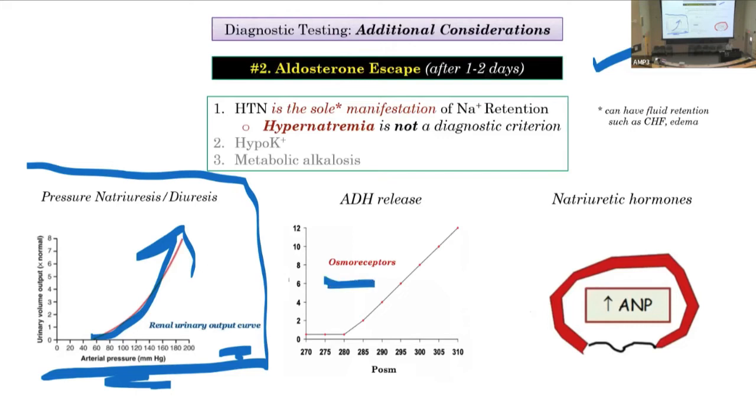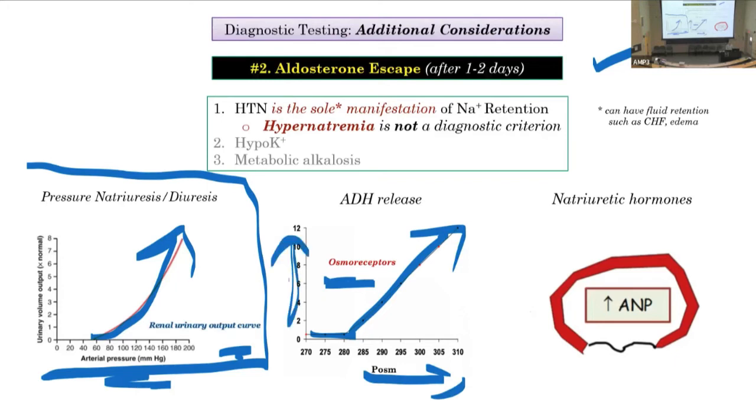To normalize the sodium, we have ADH release. As the sodium goes up, ADH release goes up, through the osmoreceptors, with the goal of normalizing P-osm. And finally, we have the natriuretic hormones as well. Okay, so these are the things that will keep your sodium at a normal value.